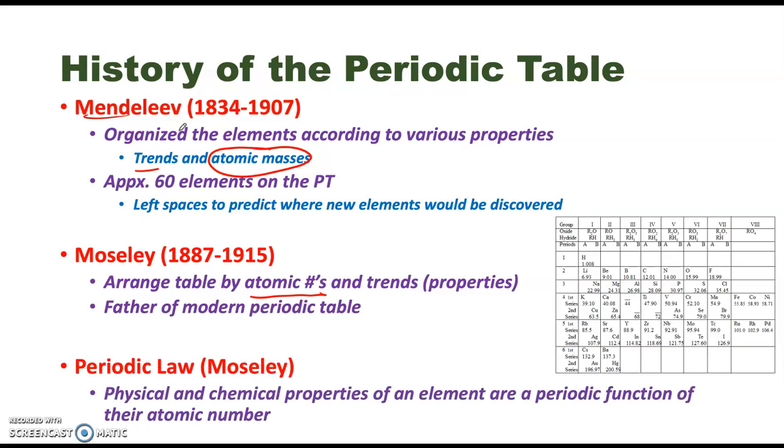He also came up with the periodic law, which says that the physical and chemical properties of an element are a periodic function of their atomic number. That's a mouthful, but it just means that the properties of elements repeat every so many elements. It tends to be about every 8 elements, so every 8th element tends to be very similar to the previous one. That holds very true, at least for periods 2 and 3. Those elements repeat every 8 elements.